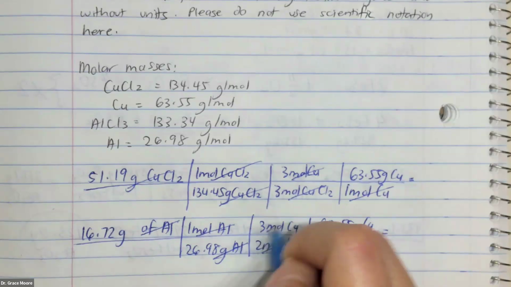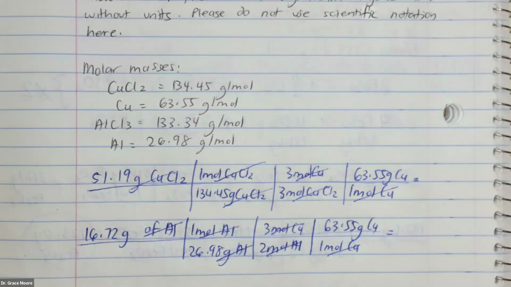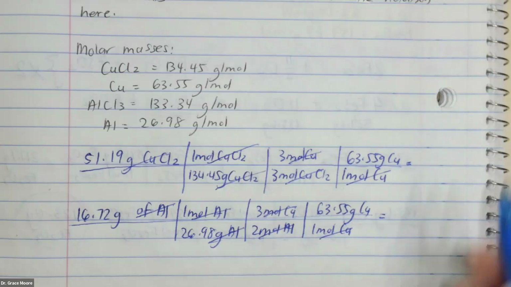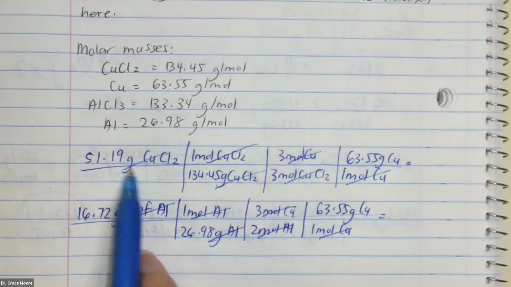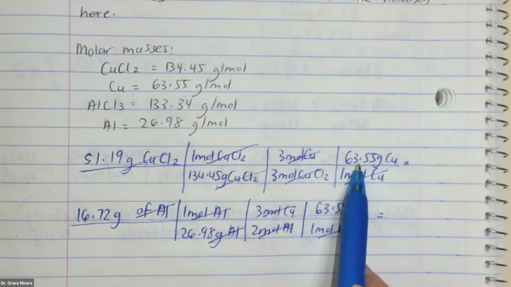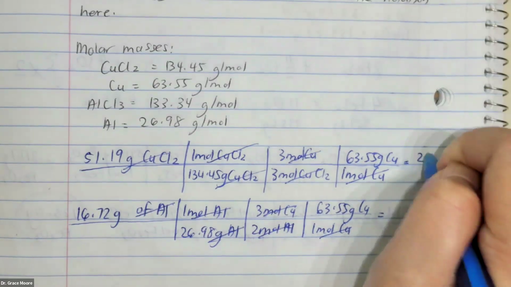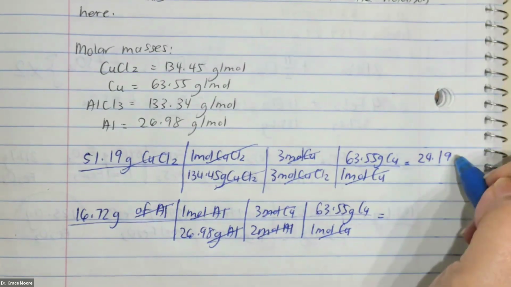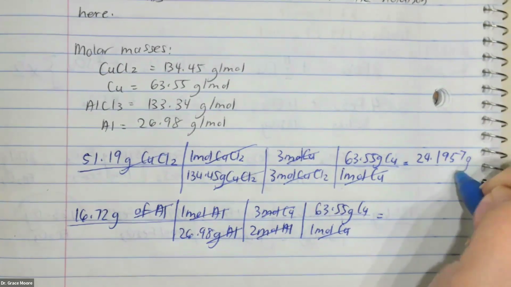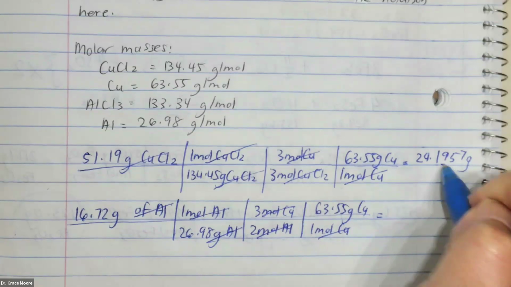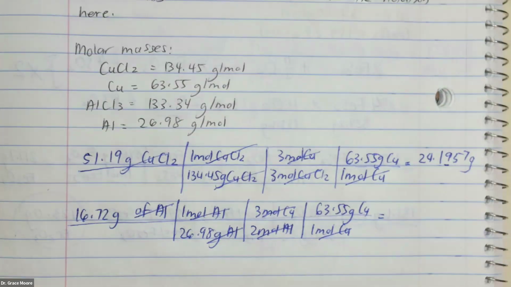All right. Let's compare these two numbers. Remember, the smaller number is our theoretical yield, and we're going to use that to get our percent yield. So my first answer is going to give me 51.19 divided by 134.45 times 3 divided by 3 times 63.55. You get 24.19. I know the number keeps going, 57 grams. It keeps going, but we'll stop there. You don't really need that many numbers. You only need 4 sig figs. So it's 24.20, okay?